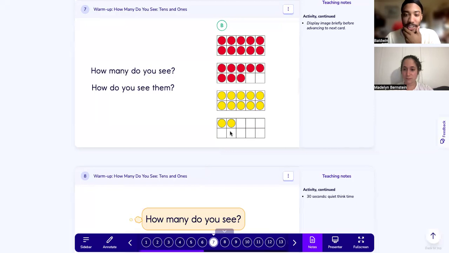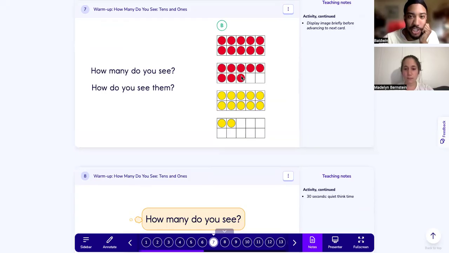So, yes, I see two yellow. Let's count the red again. I'm going to point to each one because you said nine. I don't know if it's nine. Let's count. One, two, three, four, five, six, seven, eight. Oh yeah, eight. Good job. So it's eight red counters.